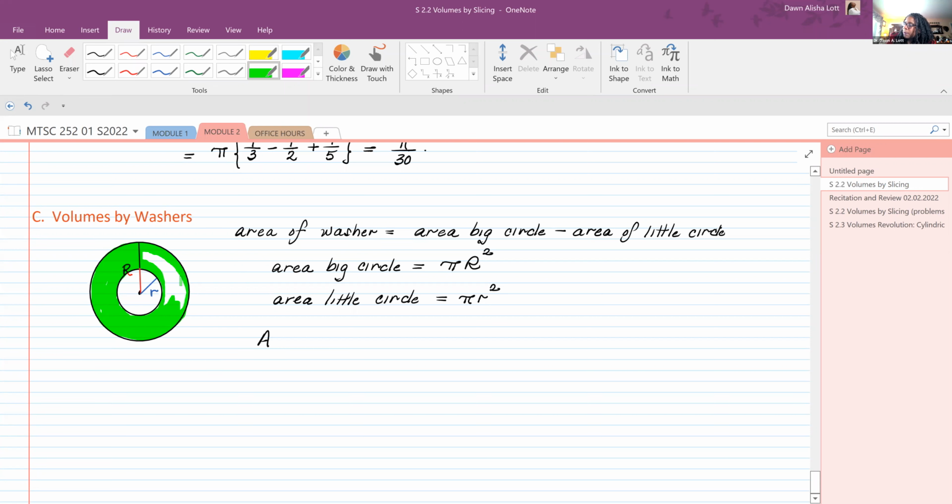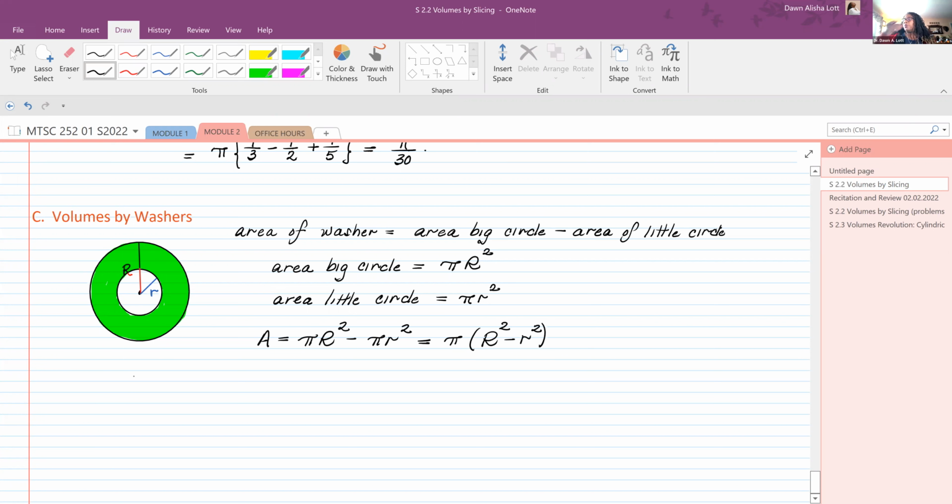Spend too much time drawing pictures here. All right, but I need that to be clear. Okay, so now the area of that washer is pi big R squared minus pi times little r squared. And that's pi times big R squared minus little r squared.